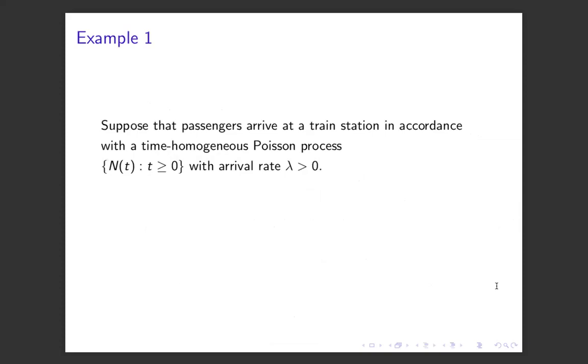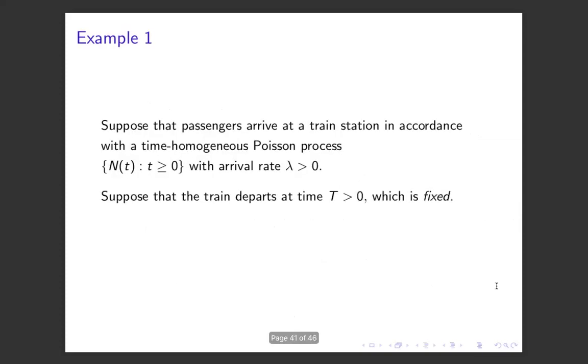So this is an example. Suppose that passengers arrive at a train station. You can even consider an airport or bus station or anything, in accordance with a time-homogeneous Poisson process, let's say N, with arrival rate lambda greater than 0. Suppose the departure time of the train is at capital T, which is fixed. This capital T is fixed beforehand; it is known.